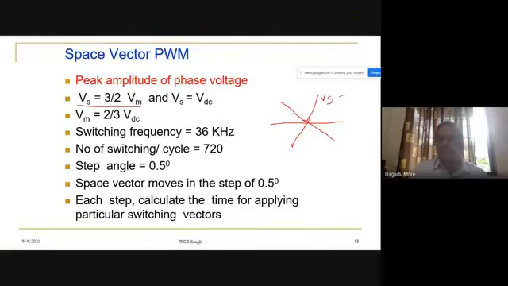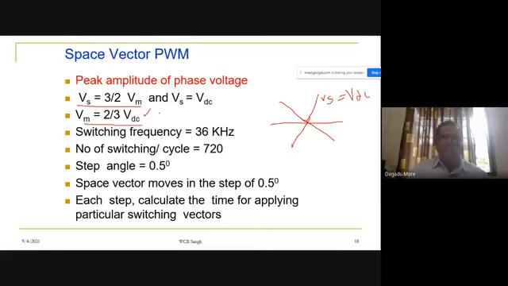Vs is nothing but equal to VDC, and VDC is the voltage applied to the inverter. So Vs is equal to VDC. So VDC equals 3 by 2 Vm, and from that the peak amplitude of phase voltage will be 2 by 3 VDC. Once the magnitude of the space vector is known, the peak value of phase voltage will be equal to 2 by 3 VDC.